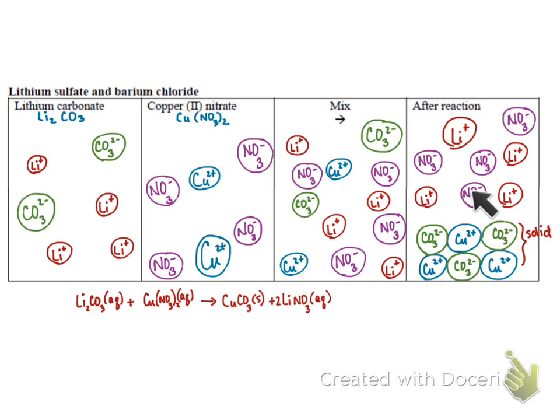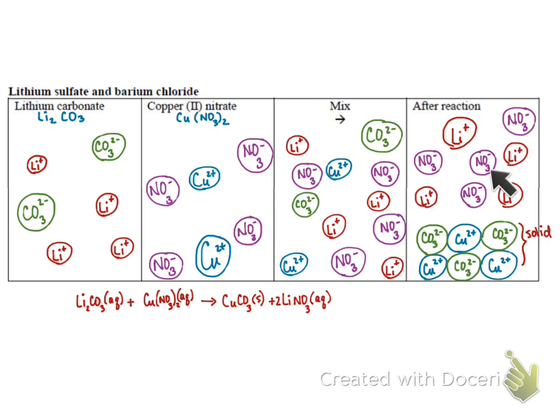And then everything else is still in solution. The lithium is still floating around surrounded by water. Nitrate still surrounded by water. So when I write the reaction, lithium carbonate, aqueous solution, that's the first box, plus copper nitrate, aqueous solution, that's the second box. Mix them together, form a solid, copper carbonate. That makes the solid that I drew down here, the lattice structure. And then lithium nitrate is aqueous still. It is still in solution.